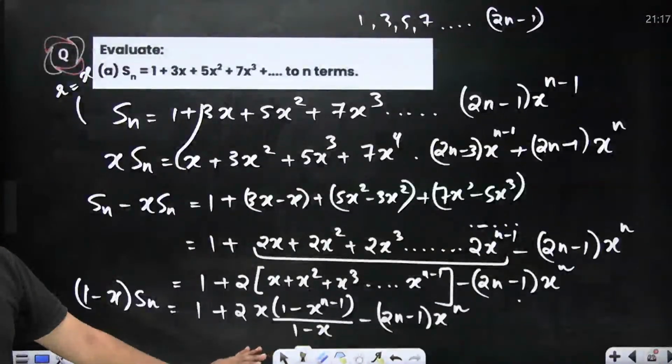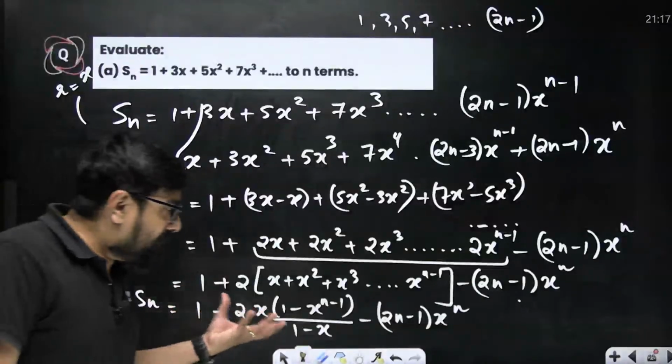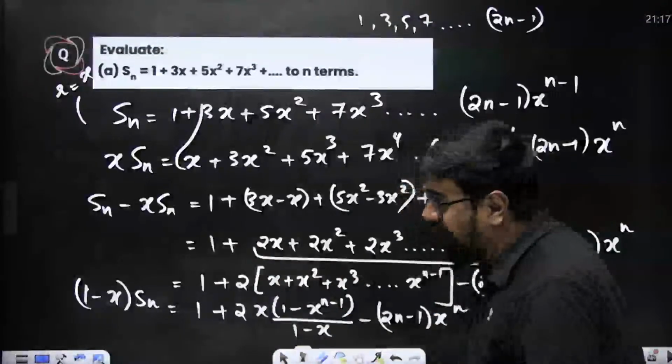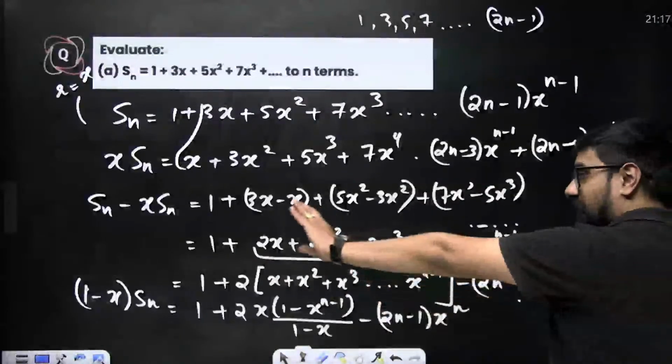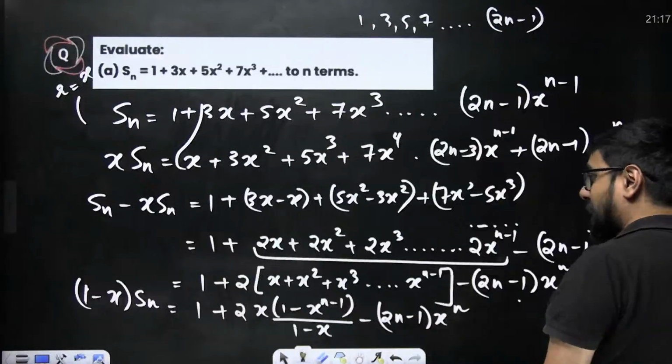It looks very difficult right now because we are finding the sum of n terms. So this 1 minus x will get divided everywhere over here. Okay, this 1 minus x will get divided.